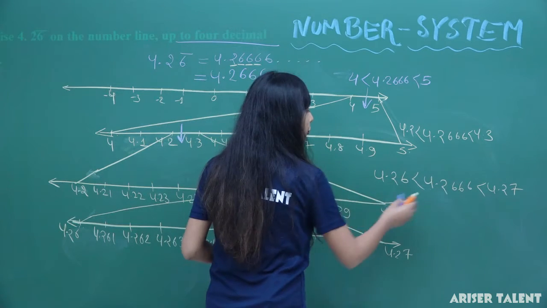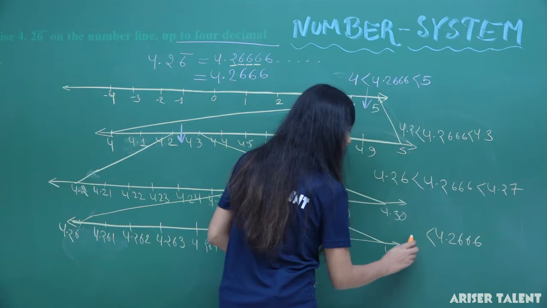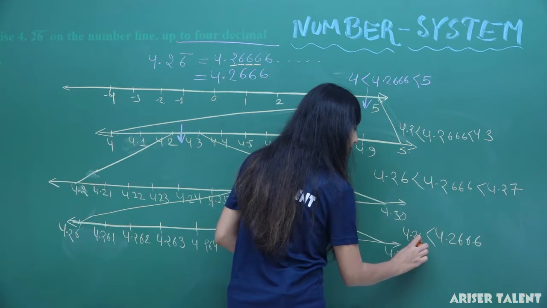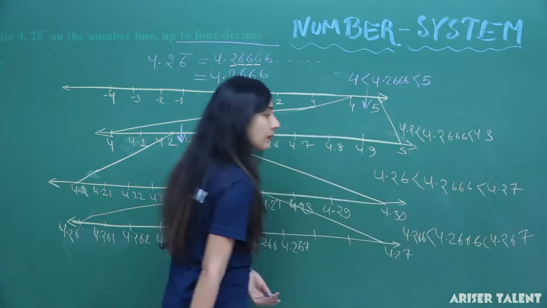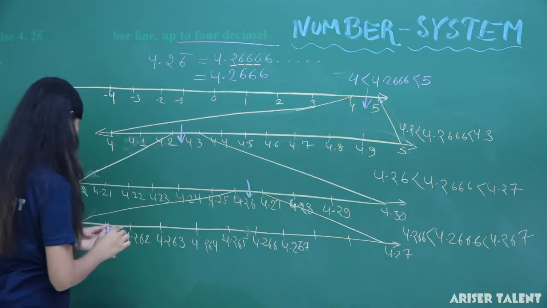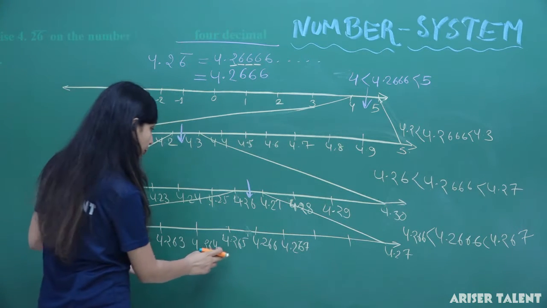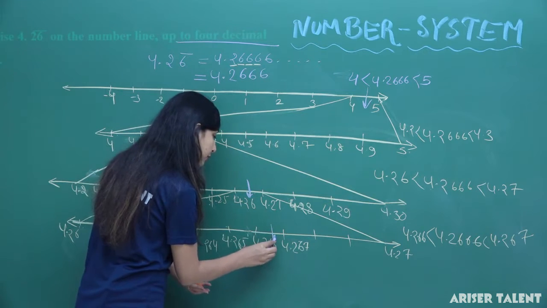After that, 4.2666 will be lying between 4.266 and 4.267, isn't it? So we will have this 4.266 and 4.267, and the value will lie here for sure.